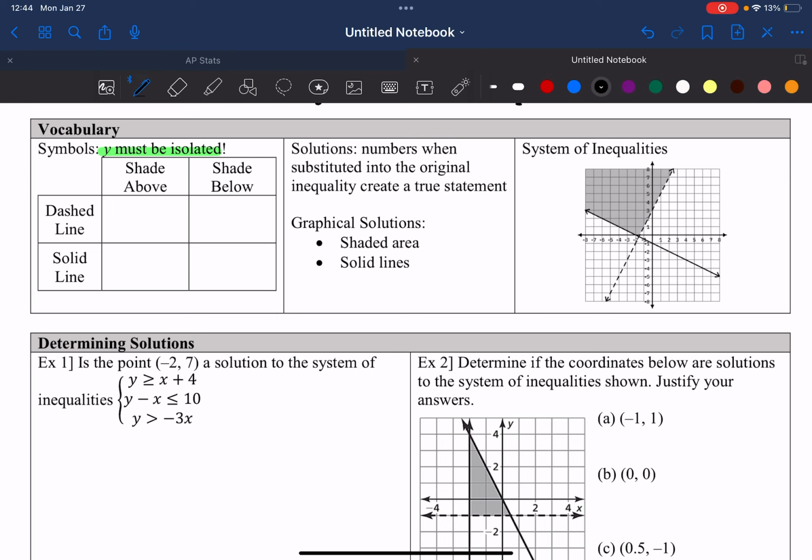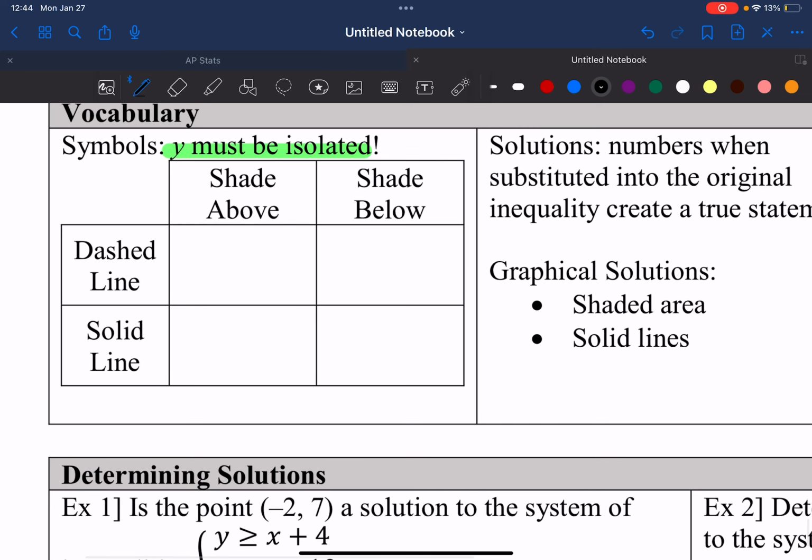Okay, and then if you guys recall from Algebra 1, we talk about dashed lines and solid lines. So a dashed line, this is what it looks like, versus a solid line. And then, if you recall as well, based on the inequality is where we would shade. So for a dashed line, if we were shading above, that means this is greater than, or if we were shading below, it would be less than. Versus a solid line, the only difference is this is now greater than or equal to versus less than or equal to.